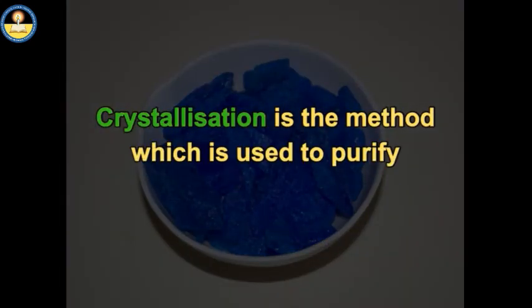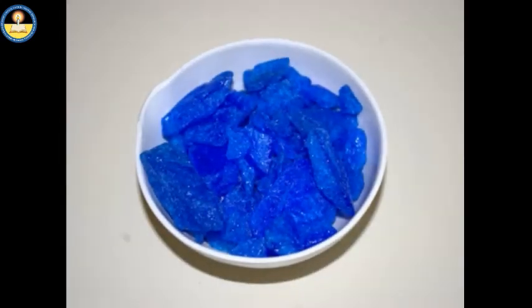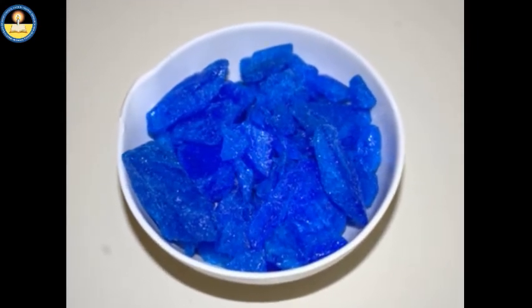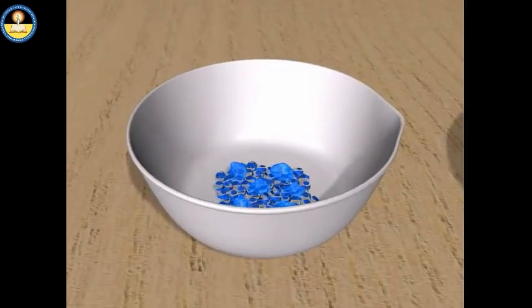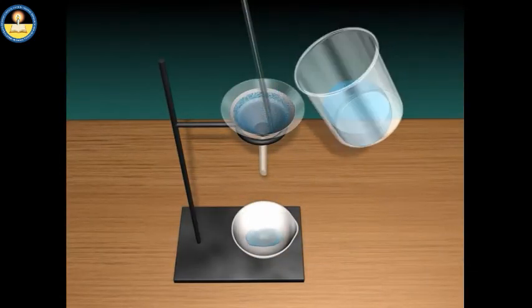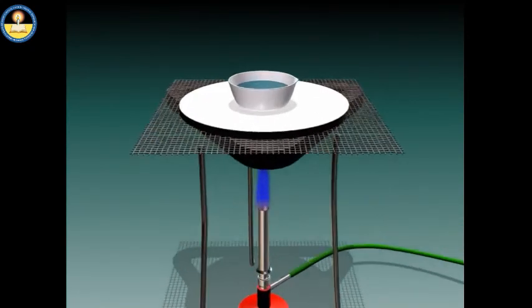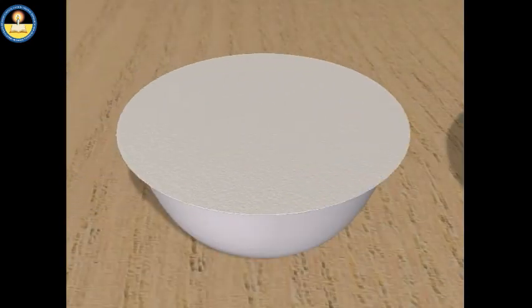Crystallization is the method which is used to purify impure substances. An impure sample of copper sulfate can be purified by the method of crystallization. For this, we take approximately 5 grams of impure sample of copper sulfate in a china dish and dissolve it in minimum amount of water. The impurities are then filtered. The water is evaporated from the copper sulfate solution so as to get a saturated solution. The solution is then covered with a filter paper and left undisturbed at room temperature to cool slowly.